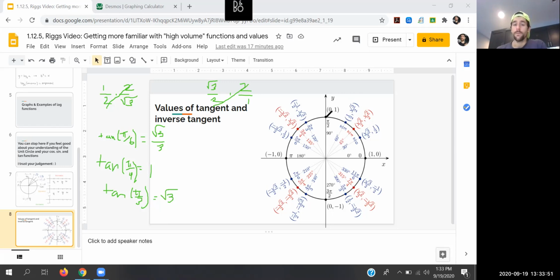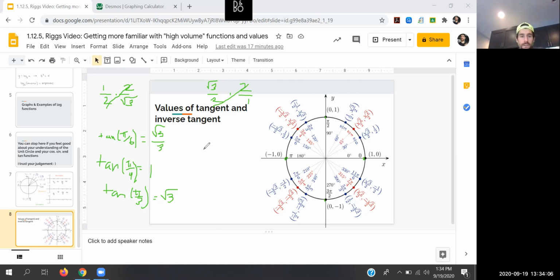And then you all saw from before, right here at pi over 2, it's undefined. Back over here at pi, it's 0. At 3 pi over 2, it's undefined. And at the origin or 2 pi, or intervals of 2 pi, it'll be back to 0.